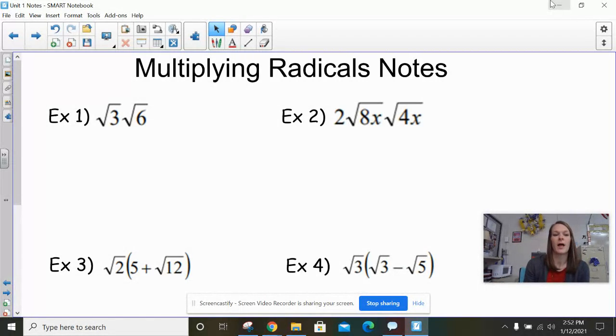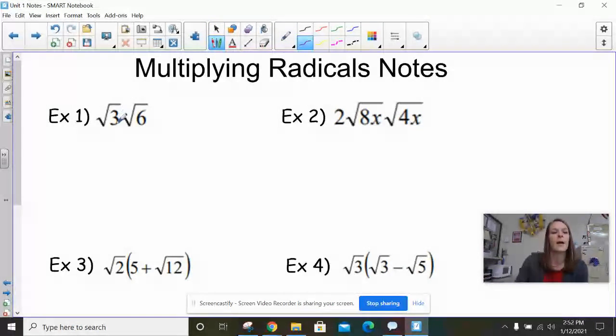You multiply things that are on the outside of the radicals together, and then things that are under the radical together. Here, in example 1, both numbers are under the radical, so that means these can be multiplied together. These will end up being the square root of 18.